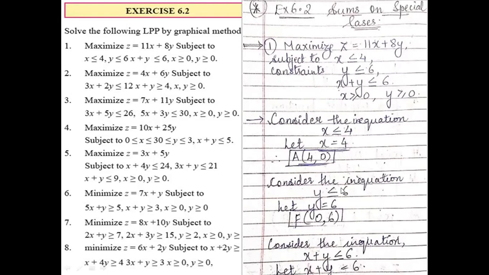Consider the inequation y less than or equal to 6. So I let y be equal to 6, and I get the second coordinate. Now listen to a very important thing, class. Whenever you have independent variables like this, please don't name the coordinates consecutively.